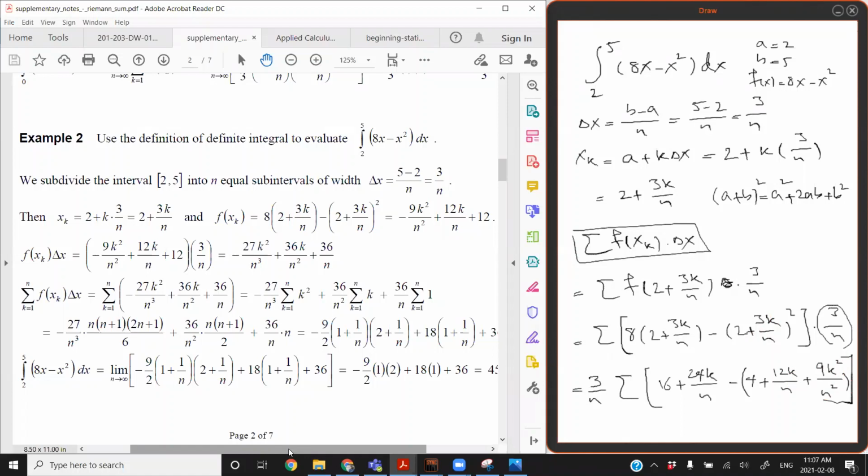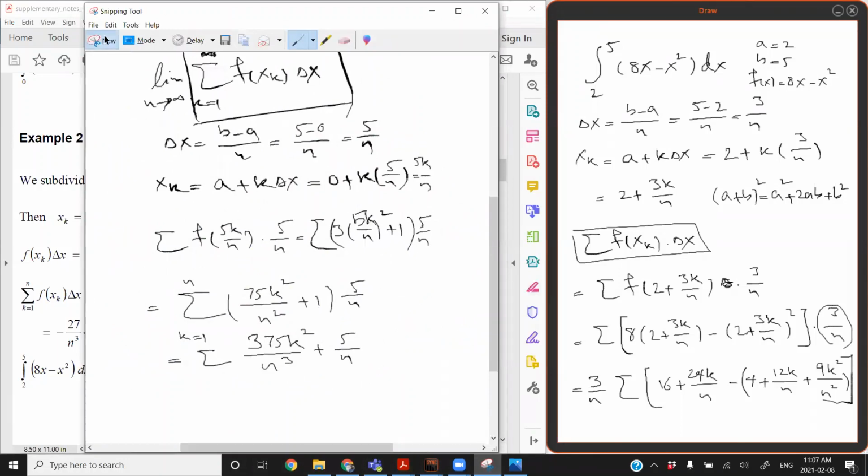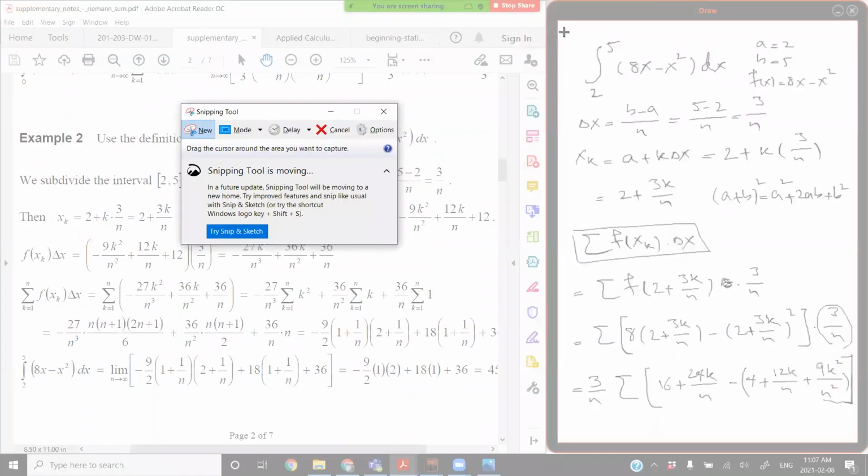Very good. I hope I did not make any mistakes so far. 16 plus 24k over n minus 4, 12k over n, and 9k squared over n squared. Okay. I'm going to continue. At this point, I have to begin using the properties of sigma.